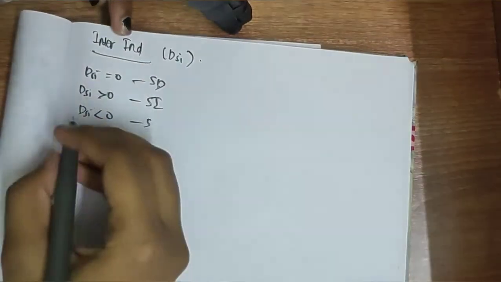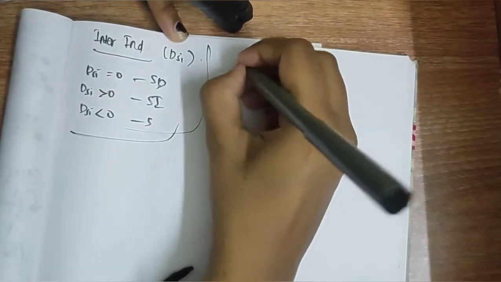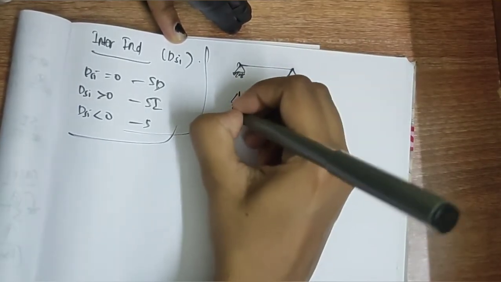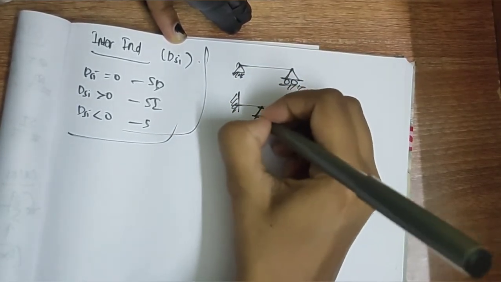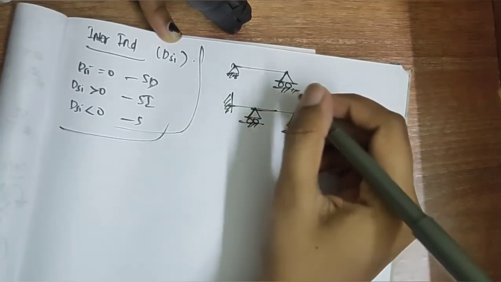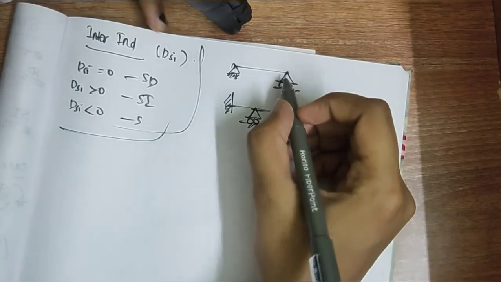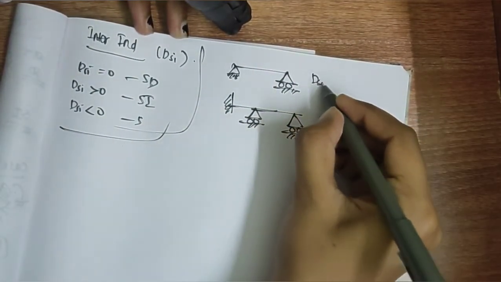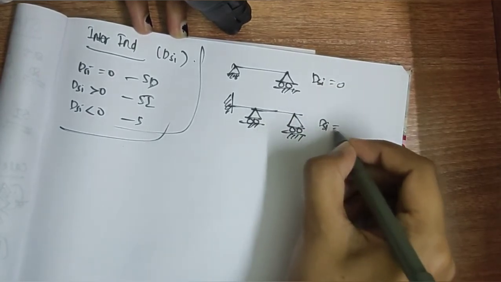Here for the beams, I'll be showing. Is there any internal indeterminacy happening? Here also DSI equal to 0, here also DSI equal to 0.